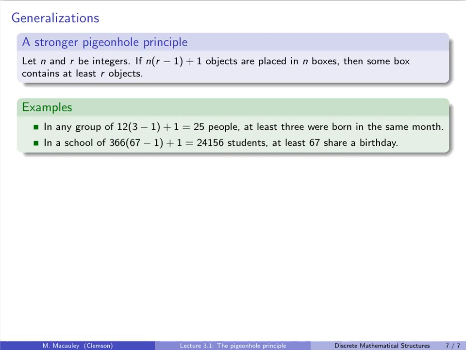If we extrapolate this to a bigger group of people, suppose we have a school of 24,156 students, which is 366, the number of days in a year, counting leap day, times (67 minus 1), plus 1. So if we have this many students, then at least 67 of them will share a birthday. So in any university with more than 24,156 students, in the worst case scenario, you will have at least 67 with the same birthday.